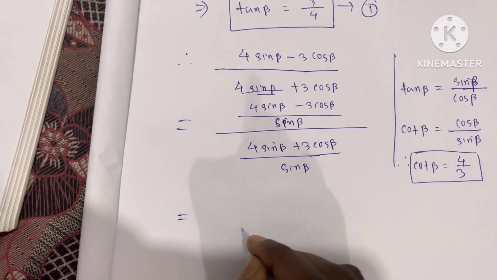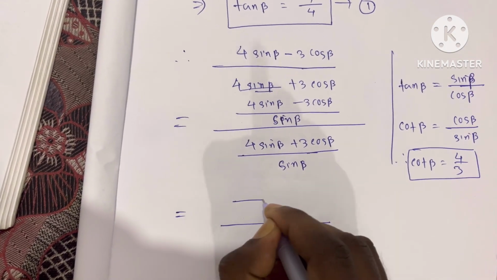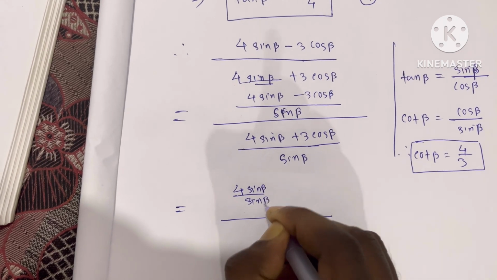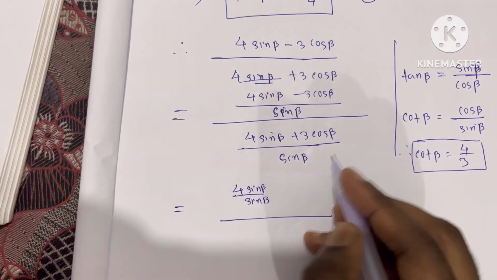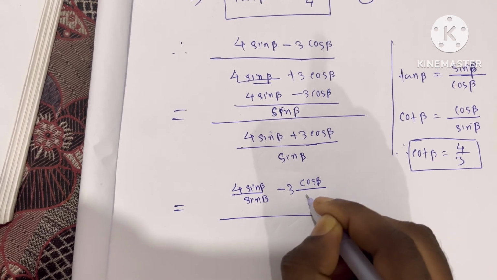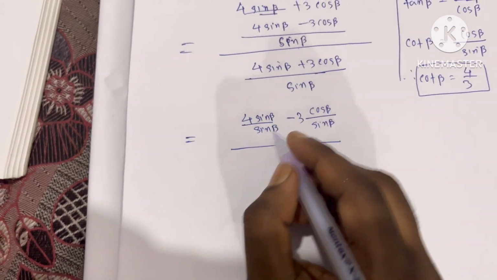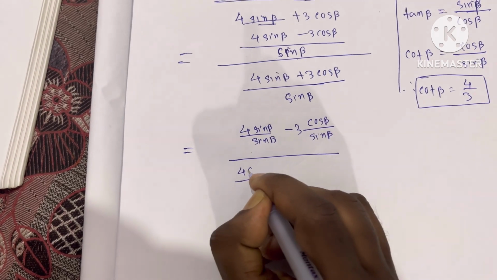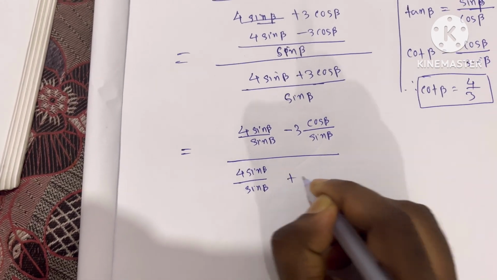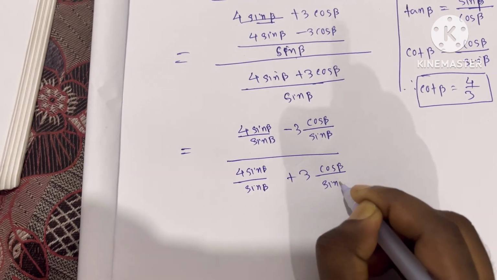So if you divide both by sin beta, then we can write 4 sin beta divided by sin beta, then minus 3 cos beta divided by sin beta. Yes or no? In the same way, in the denominator also you can separate: 4 sin beta by sin beta, plus 3 cos beta divided by sin beta.